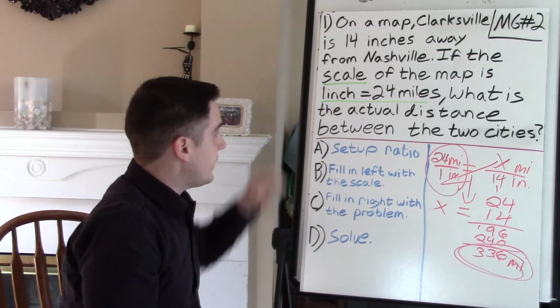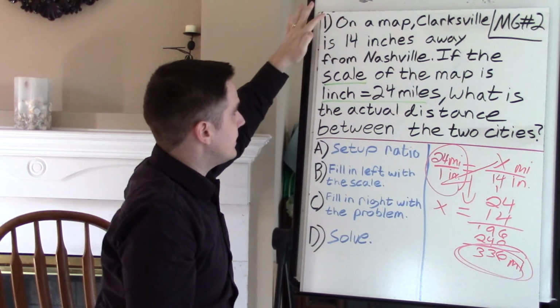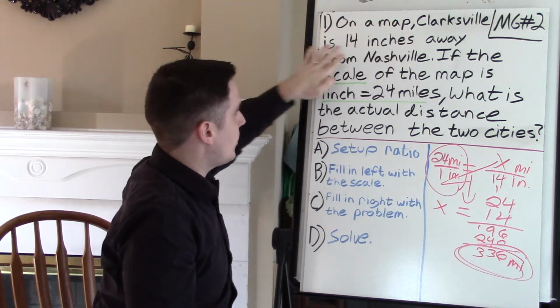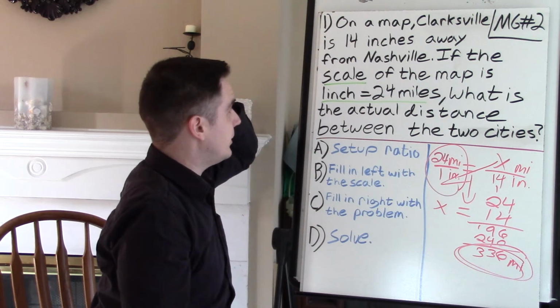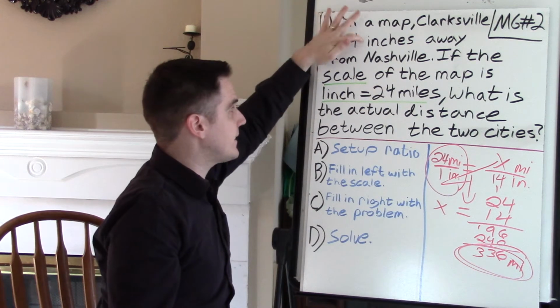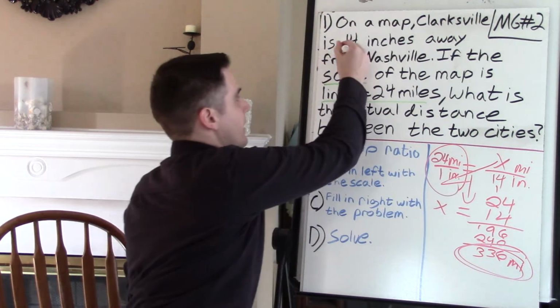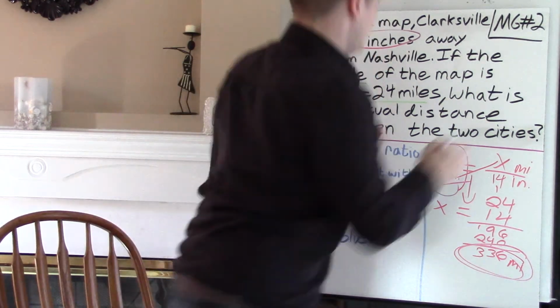The key part again is deciphering here what the scale is and what's not. So on a map, Clarksville is 14 inches away from Nashville, period. It doesn't tell you how many miles that is. That's another clue that that's not the scale. This is part of the problem.